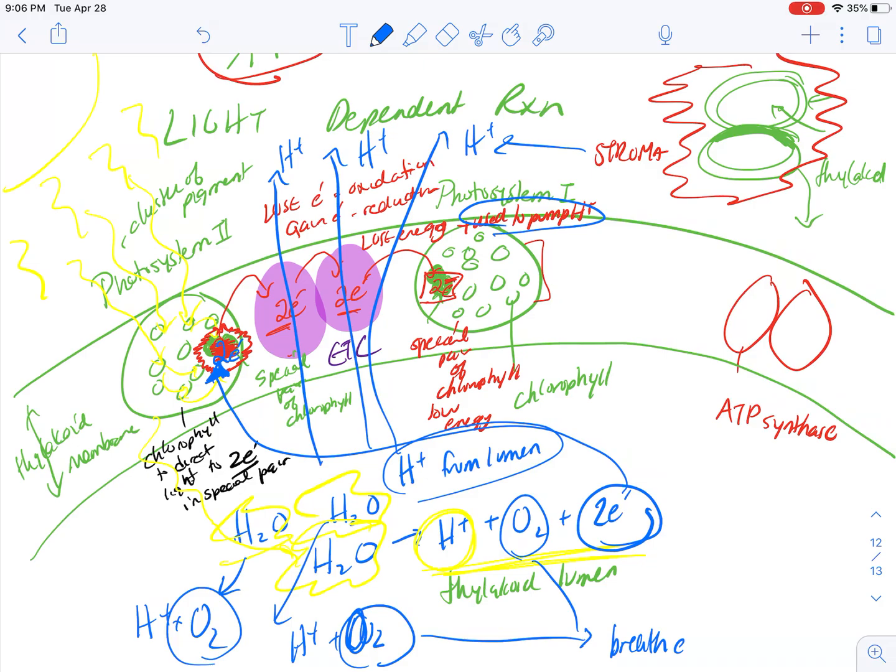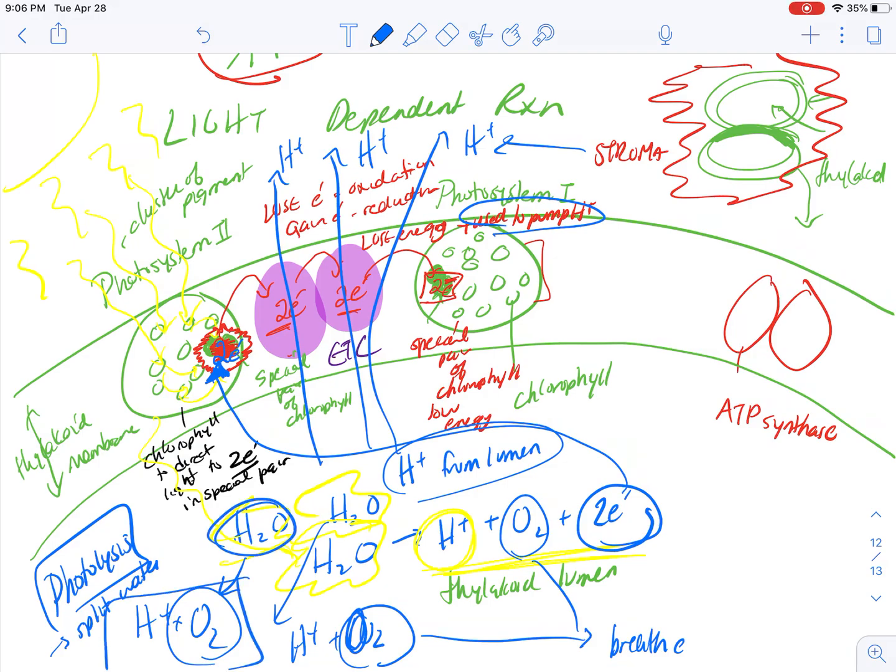So these 2 electrons go back. When you split water, the splitting of water is called photolysis. Photolysis means we split water. How do we split water? We use sunlight. When we split the water, it forms this product and 2 electrons. The products of splitting water are oxygen, H positive, and 2 electrons.